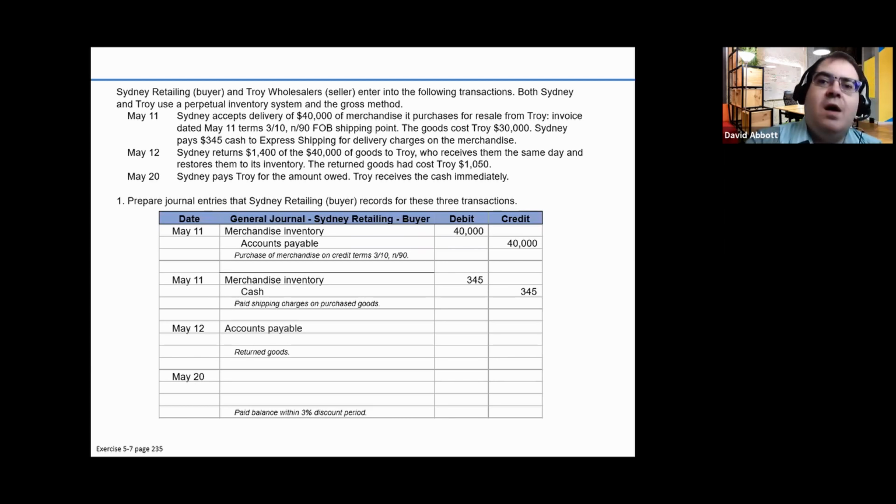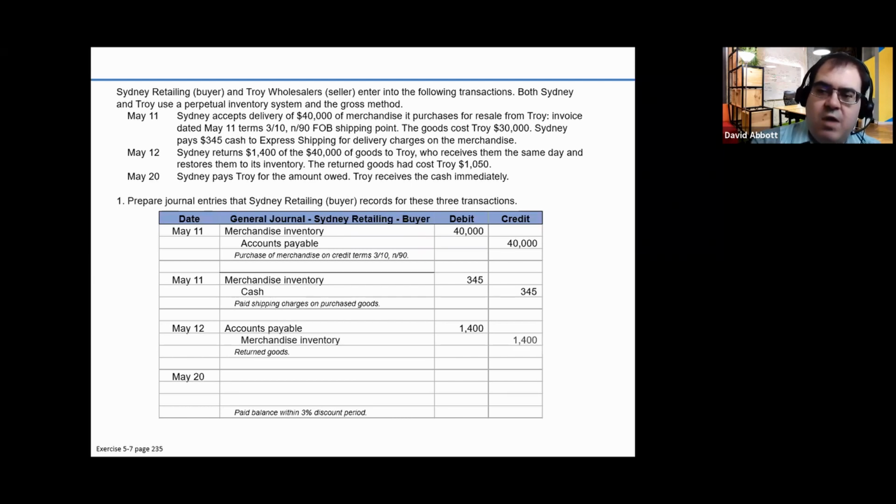All right, so on the 12th, Sydney returns $1,400 of the $40,000 of goods to Troy, who receives them the same day and restores them to its inventory. The returned goods had cost Troy $1,050, and right now we're not worried about how much it cost Troy. We'll be worried about that later. But for right now, we're going to debit our accounts payable $1,400 because that reduces the amount that we owe. We now don't owe Troy as much.